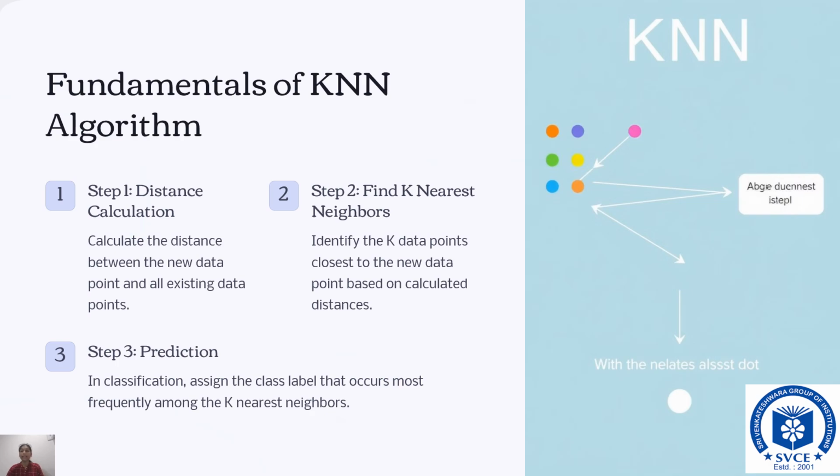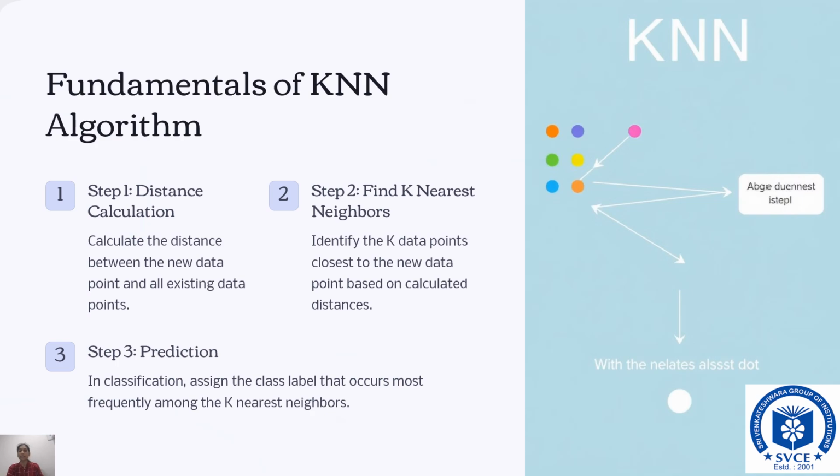That is, we have to calculate the distance between the new data point and the already existing data points. We have to calculate each and every distance between the existing data points and the new data point. Next, we have to find the k nearest neighbors. That is, we have to identify the k data points which are closest to the new data point based on the distances. The third one is prediction. That is, in classification, we assign the class label that occurs most frequently among the k nearest neighbors.